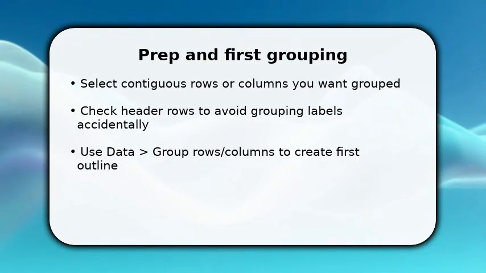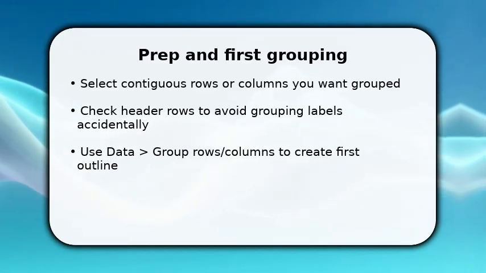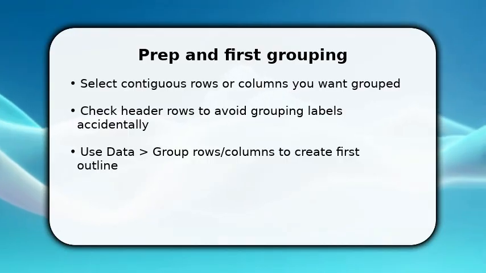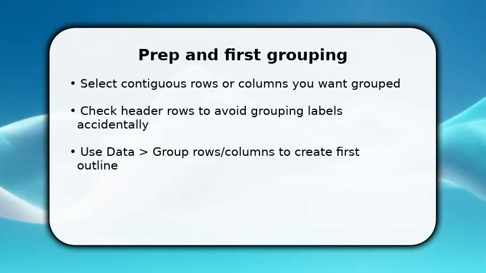You start by selecting the contiguous rows or columns you want grouped. Focus on the data block, not the header. Once selected, go to the Data menu and choose Group Rows or Group Columns to create the initial outline. You do this now so the sheet gains collapsible controls at the left or top.